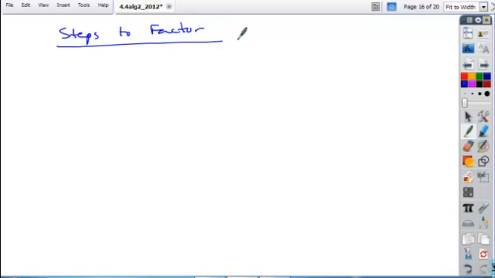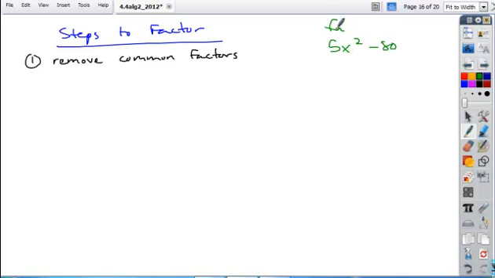All right, let's talk about just a review of the steps to factor. And you should always start by removing any common factors. Okay, so if you had something like this, and you're looking to factor it, the first thing you should do is look to see, are there any common factors you can remove?